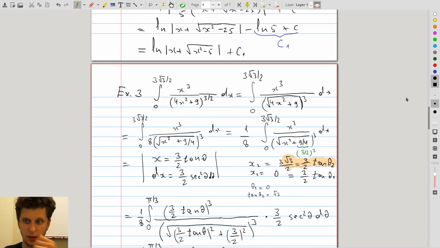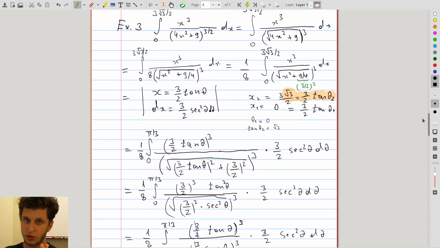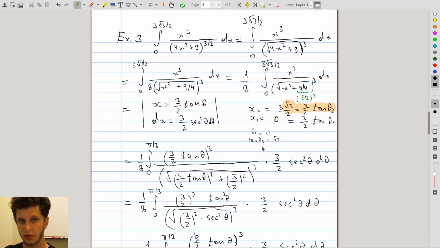So this is the main takeaway of this example, as well as that for definite integrals, you really just need to evaluate the definite integral in terms of theta. You don't need to change back to x. So that is the moral of this example.